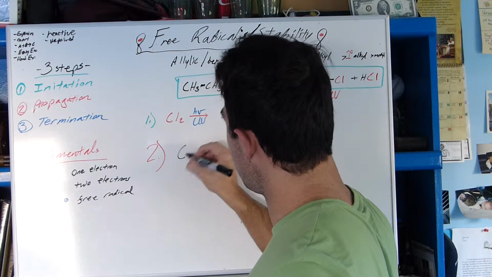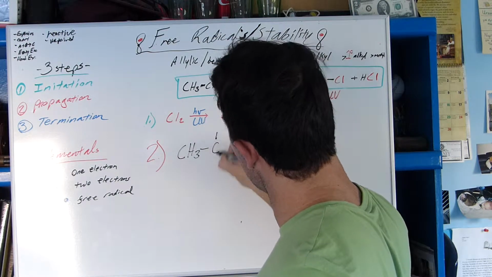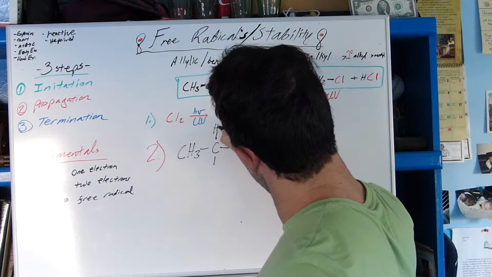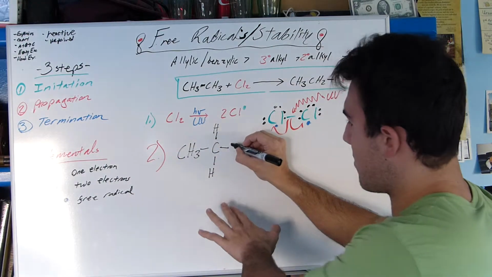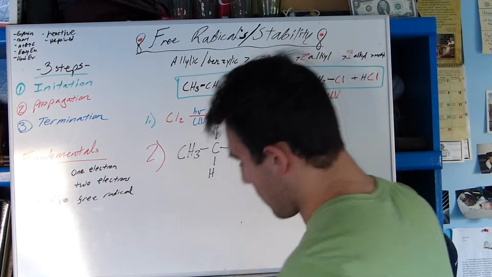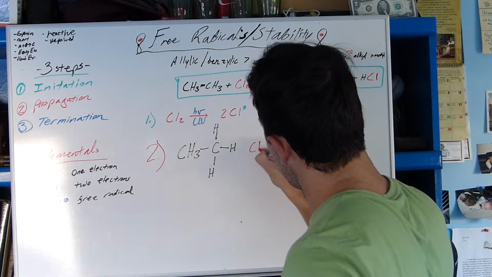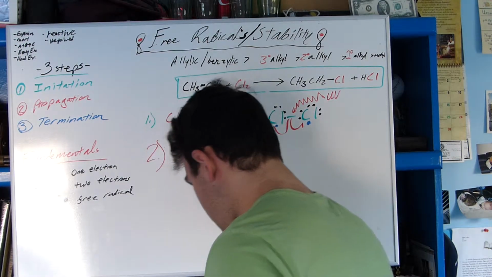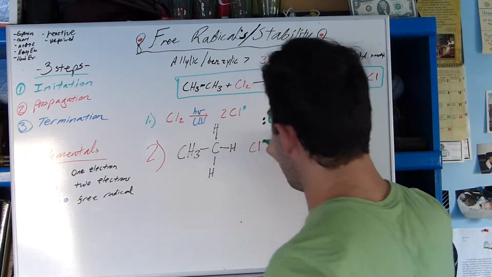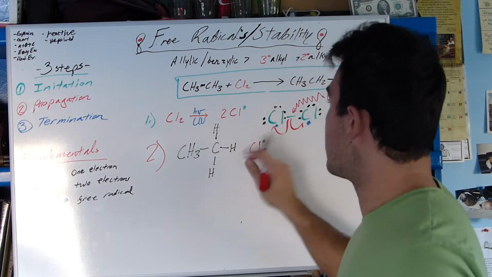So remember CH3 bond to a carbon with our hydrogens. And this is where the reaction is going to take place. This is why I'm drawing it out. And then we have our chlorine free radical waiting right here. So what's going to happen? What's going to happen is he's going to look.